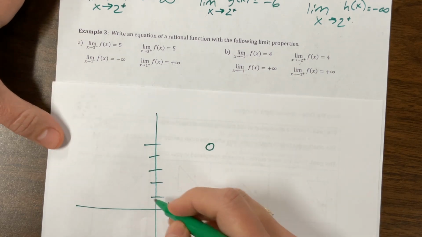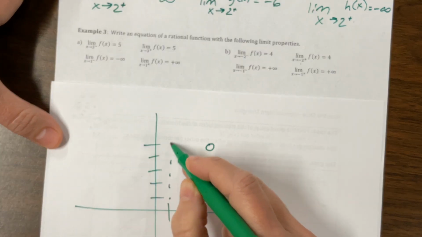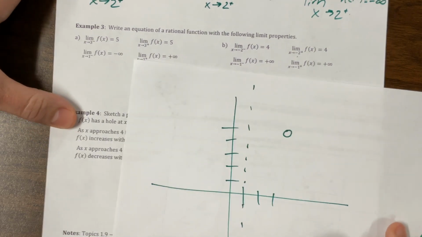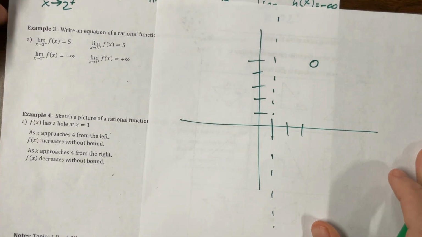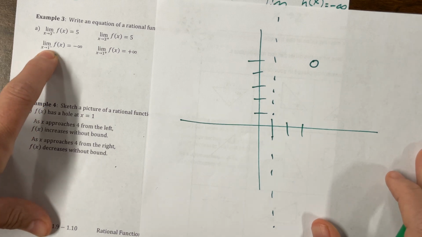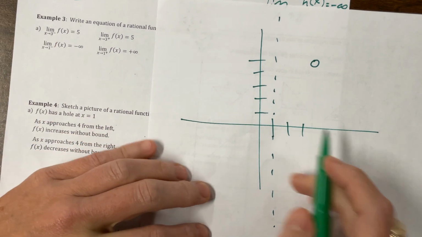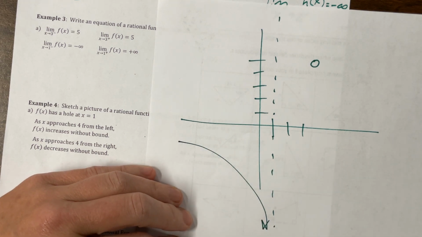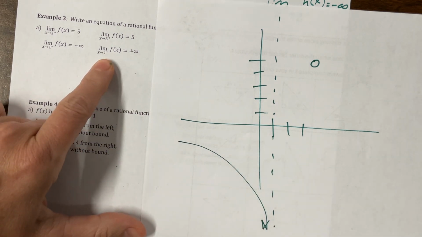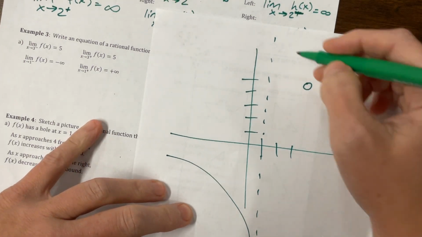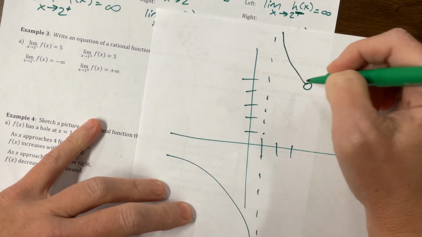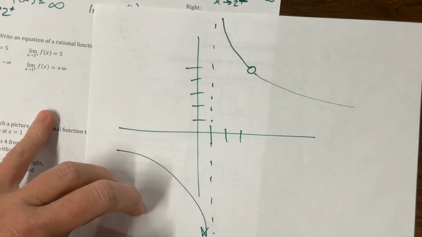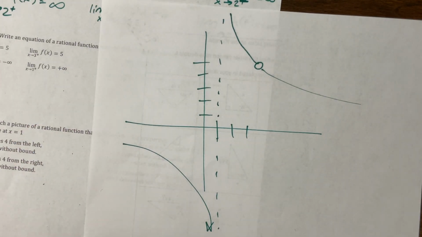We also have this asymptote at x equals 1, because what they're telling us is that as I approach 1 from the left, it goes to negative infinity. So it's doing something like this. And then as I approach 1 from the right, it goes to positive infinity. Somehow it's going to do something like that. So we have a whole lot of equations that could meet this requirement.